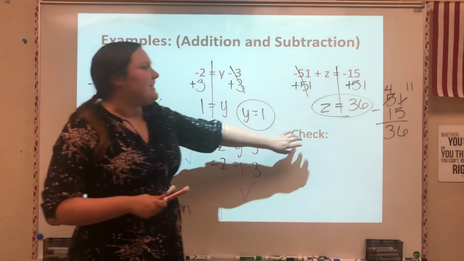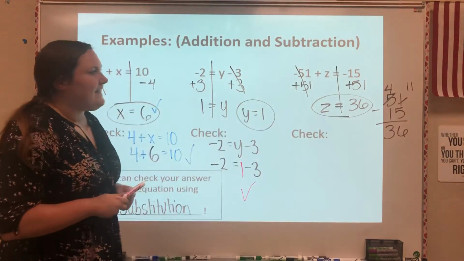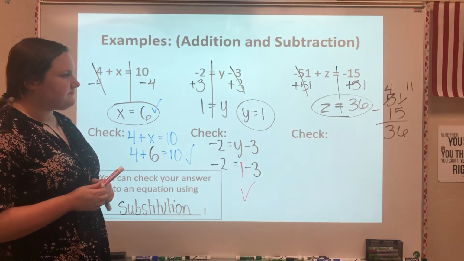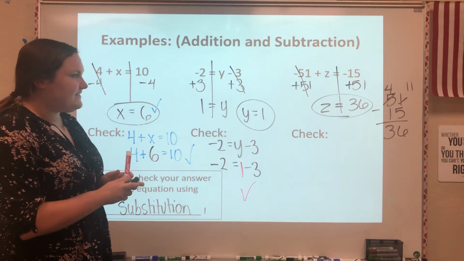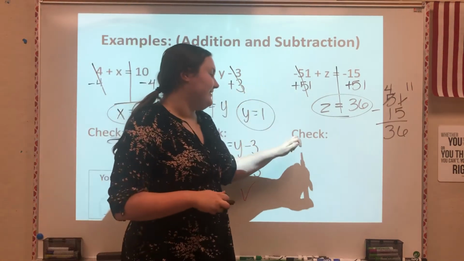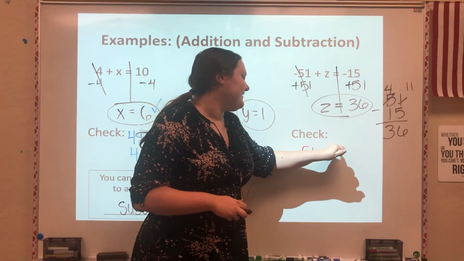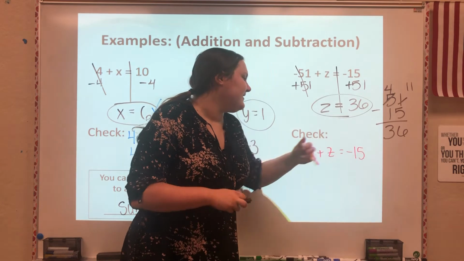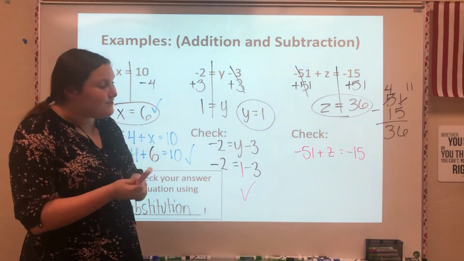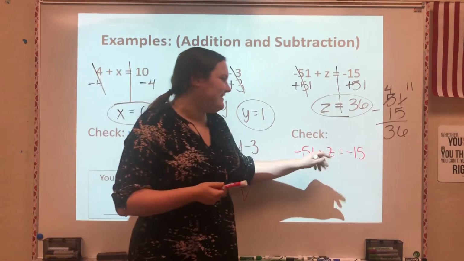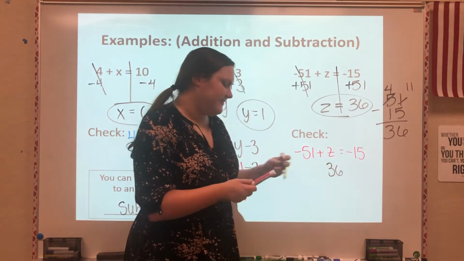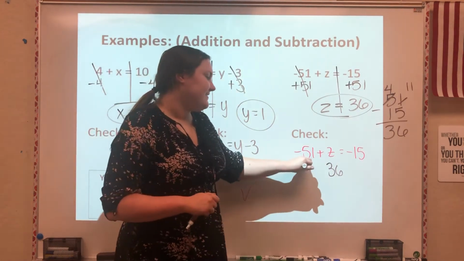There's one last one. Tell me what it would look like if you check that last equation. Well, to check this equation, I'm going to copy the original equation down, which is negative 51 plus z equals negative 15. I'm going to substitute. So I'm going to change z to 36 and then just copy everything else down.